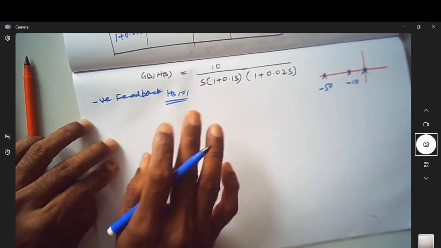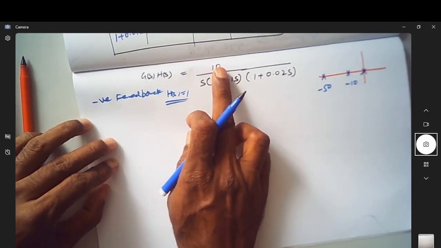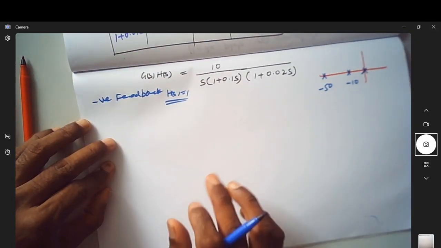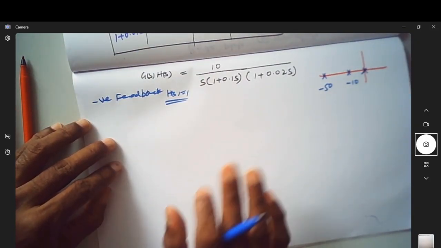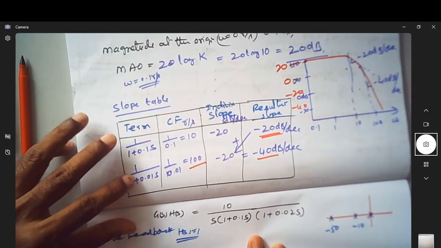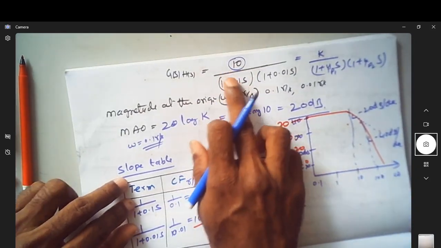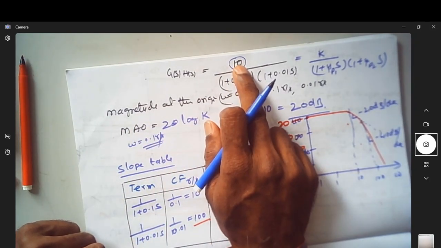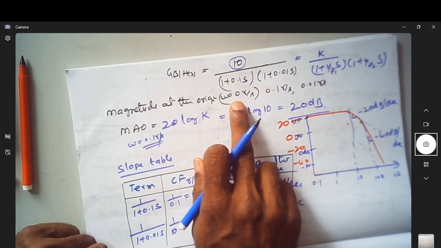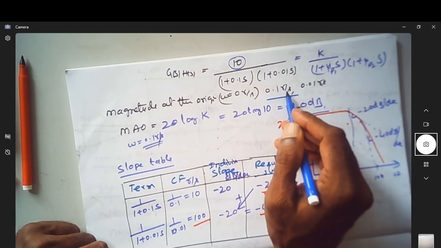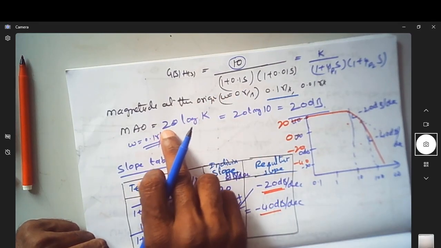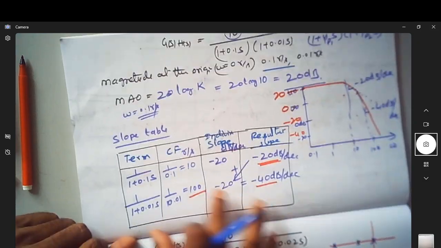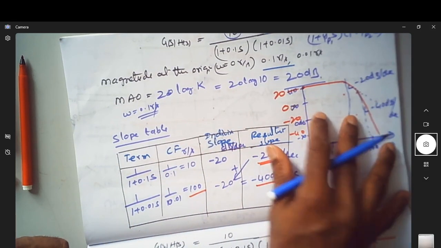We will not go by individual terms, but we'll go by the slope table and the magnitude at the origin concept that we discussed in the previous example. We started with this example and wrote the magnitude at the origin, where only 10 is contributing at 0.1 radian per second, because these two are not contributing anything. And then we wrote the slope table and could plot the overall response.